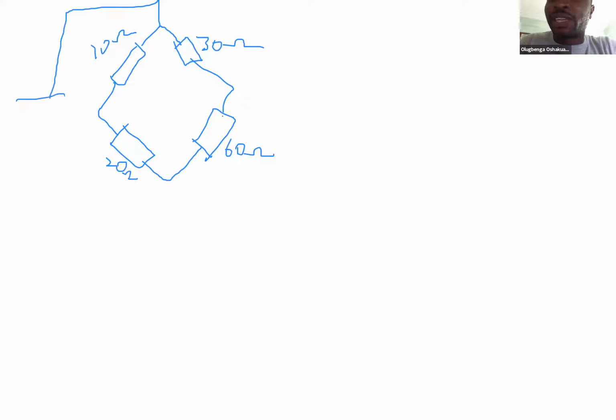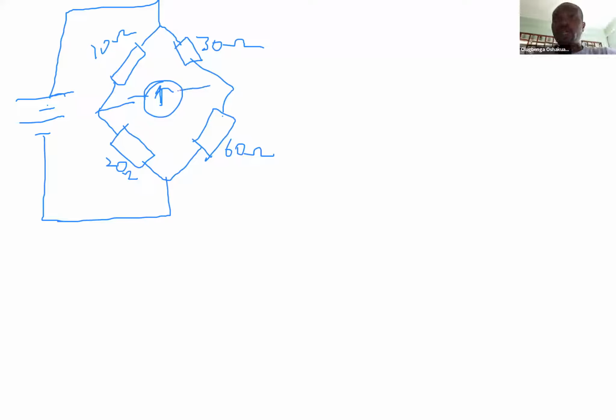Even as at now, we are less concerned with the value of the battery. And now we have the galvanometer connected here, and we are told that it is balanced. It is even balanced, even if we are not told. Let us try this. The circuit can be drawn in a way that is familiar to you.